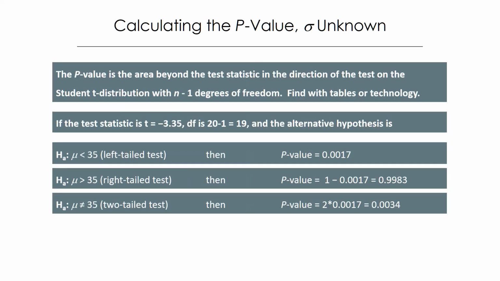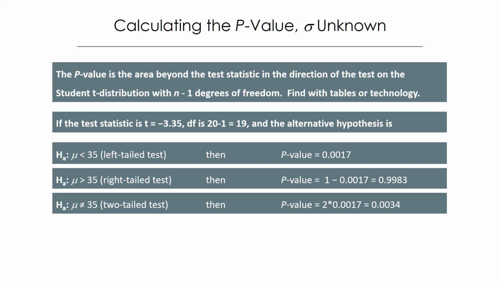Then we calculate the p-value. The test statistic tells you the position of your sample statistic on the sampling distribution. The p-value gives you the probability of being that extreme or more. So the p-value is the area beyond the test statistic in the direction of the test.